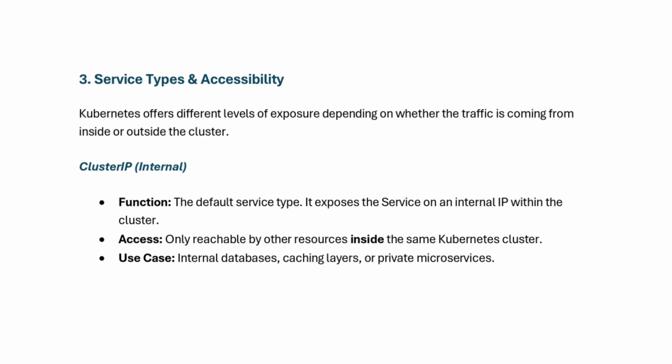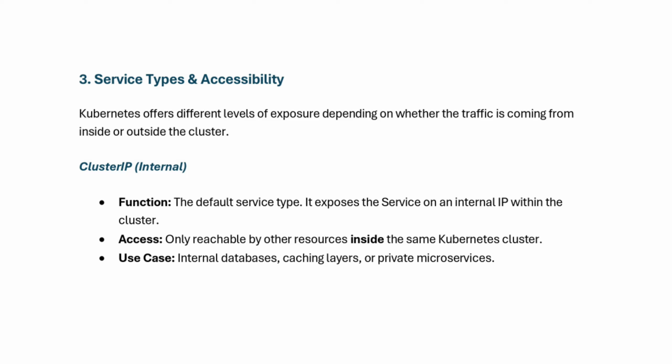Now, service types and accessibility. Kubernetes offers different levels of exposure depending on whether the traffic is coming from inside or outside the cluster. First is ClusterIP, internal. Function: the default service type. It exposes the service on the internal IP within the cluster. Access: only reachable by other resources inside the same Kubernetes cluster. Use case: internal databases, caching layers or private microservices.